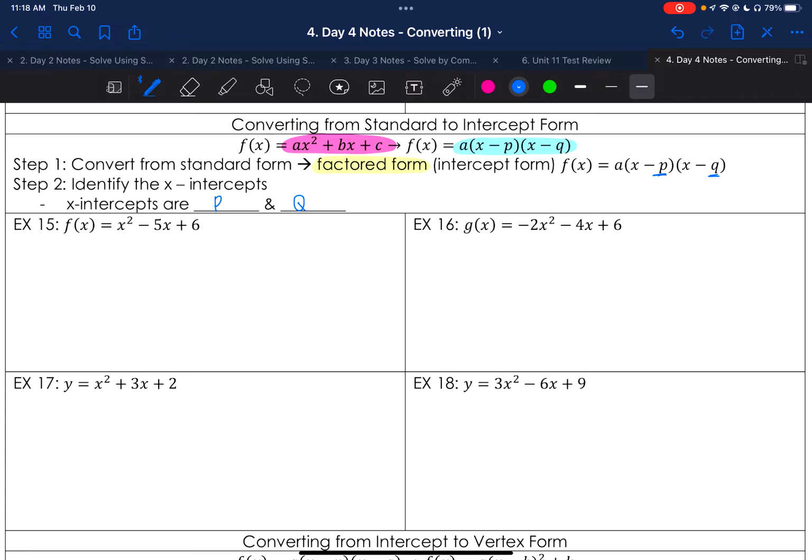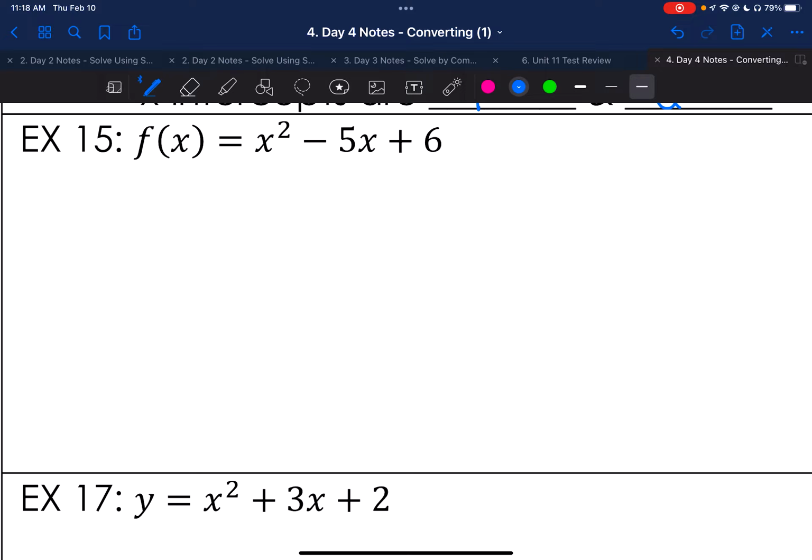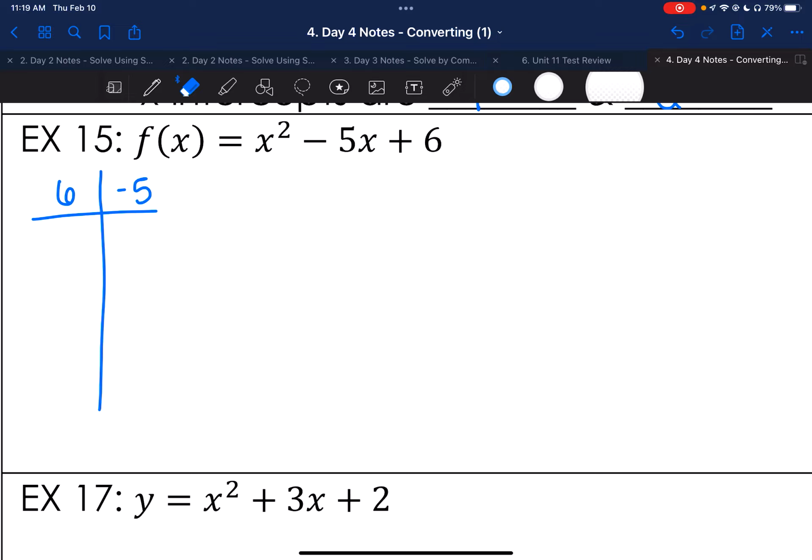We'll first start off with example number 15, and we will factor this. We'll do the A times C table. A times C is 6. My B value is -5. And then we will find out what numbers multiply to give us 6 and add to give us -5. So multiply to get a positive, add to be a negative. That means they both have to be negative. -2 plus -3 gives me -5.